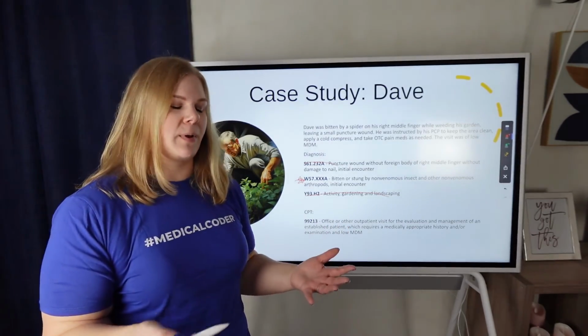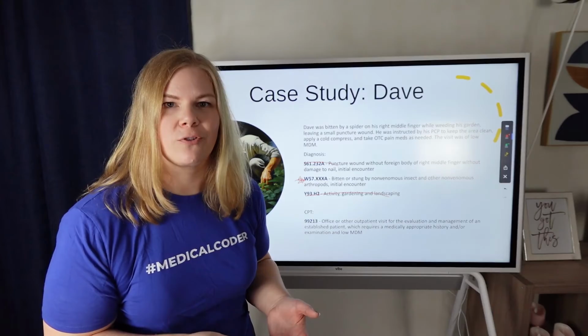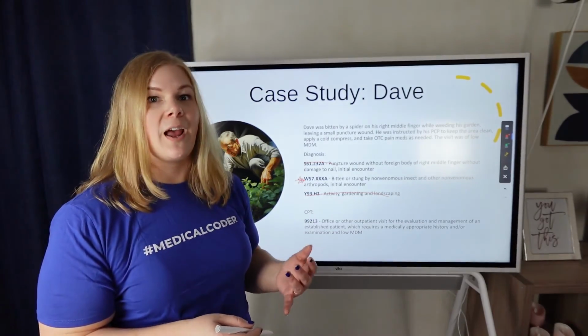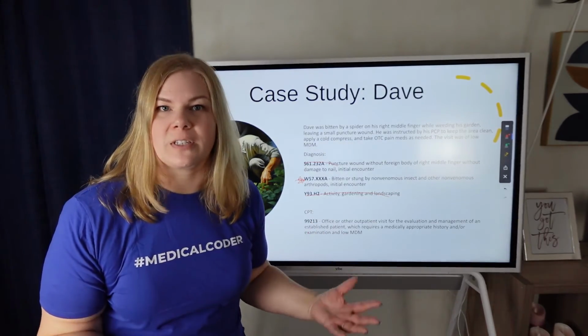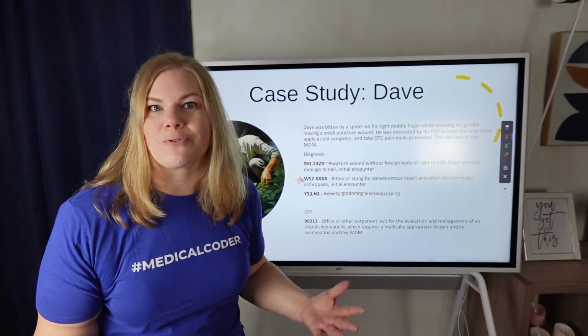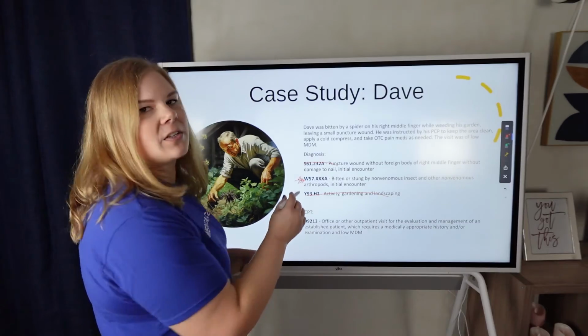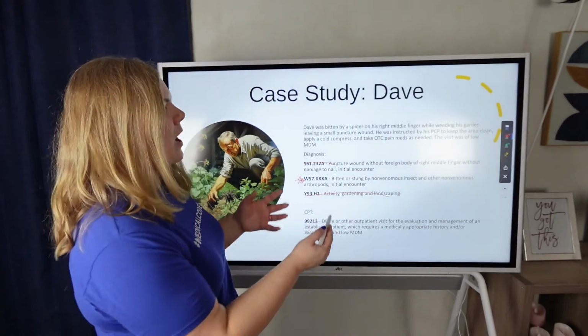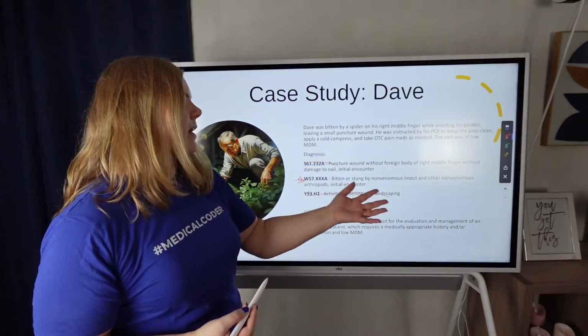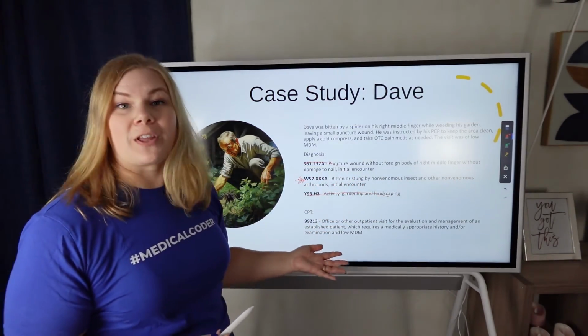Because you and I could get bit by a spider and there might not be an infection or bleeding. It might just be a tiny spider bite and nothing happened. We could get bit by a dog and it wouldn't necessarily puncture the skin. There would have been no wound, no laceration. So that code itself isn't going to support medical necessity. We need to paint that whole medical picture of, oh, there was a puncture wound. So that supports why we needed to come in for that office visit.